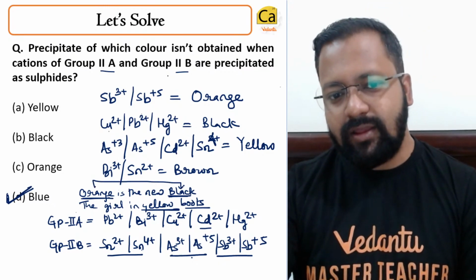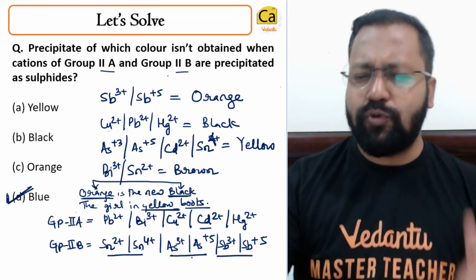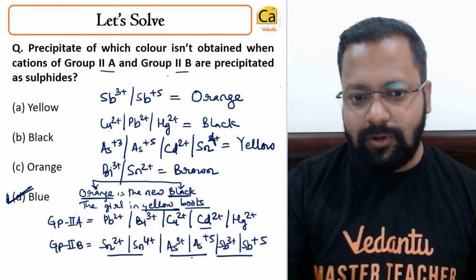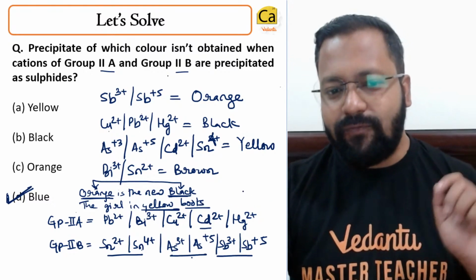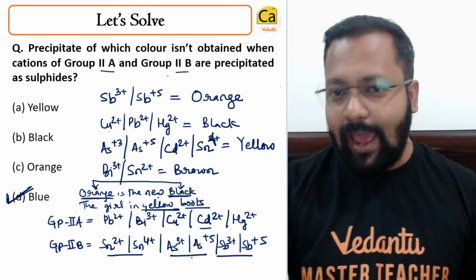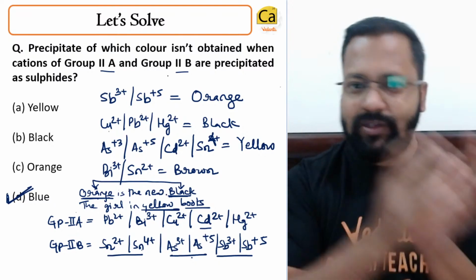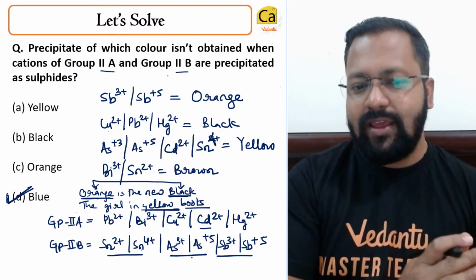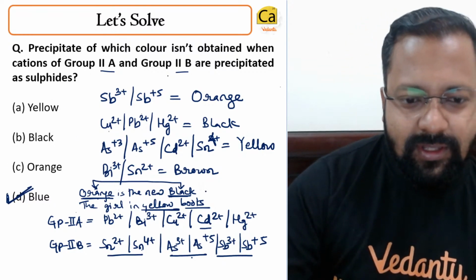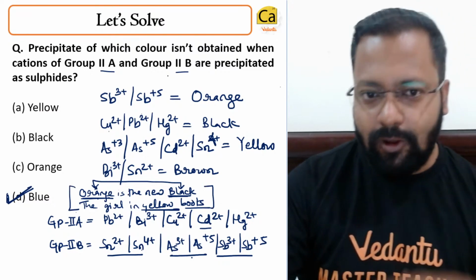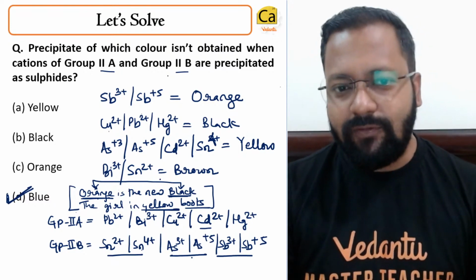Orange and black give you the color of two types of sulfides, and yellow and boots. Relate boots to brown. So yellow and brown. So we have 4 colors. Orange is the new black and the girl in yellow boots. So orange and black, 2 colors, and yellow and brown, 2 colors. Please do remember these two statements to recall the colors of group 2 sulfides.